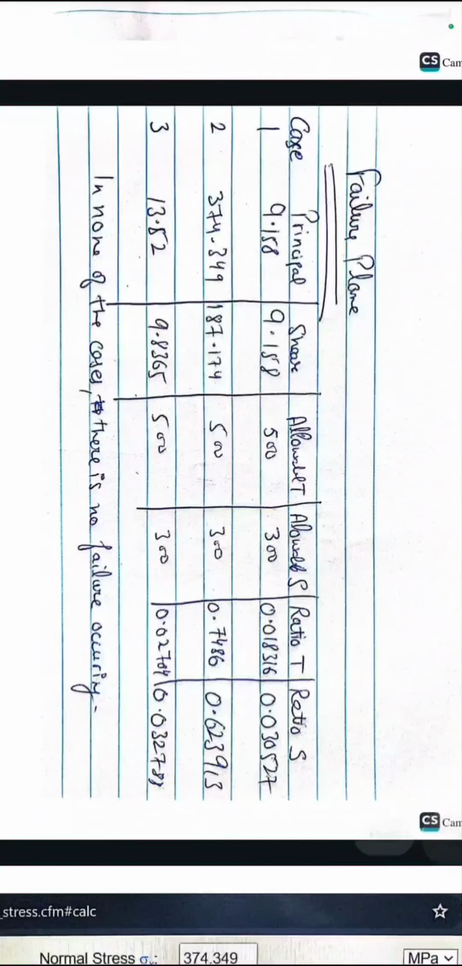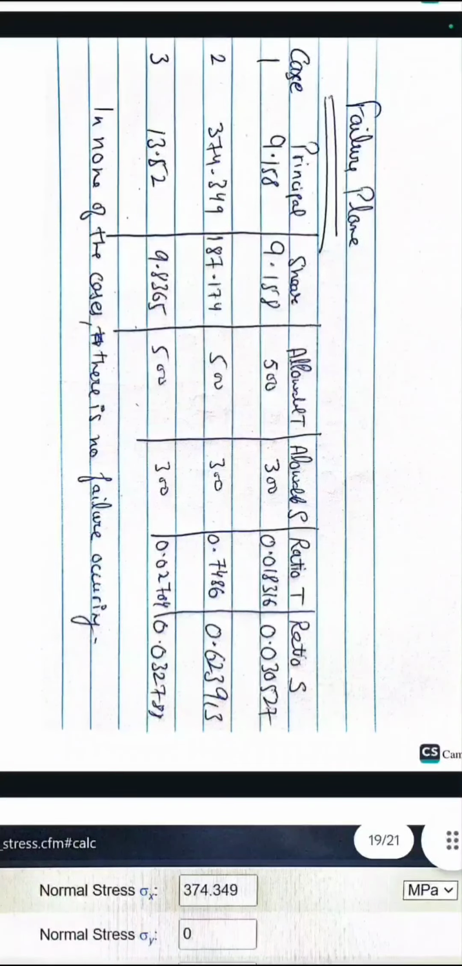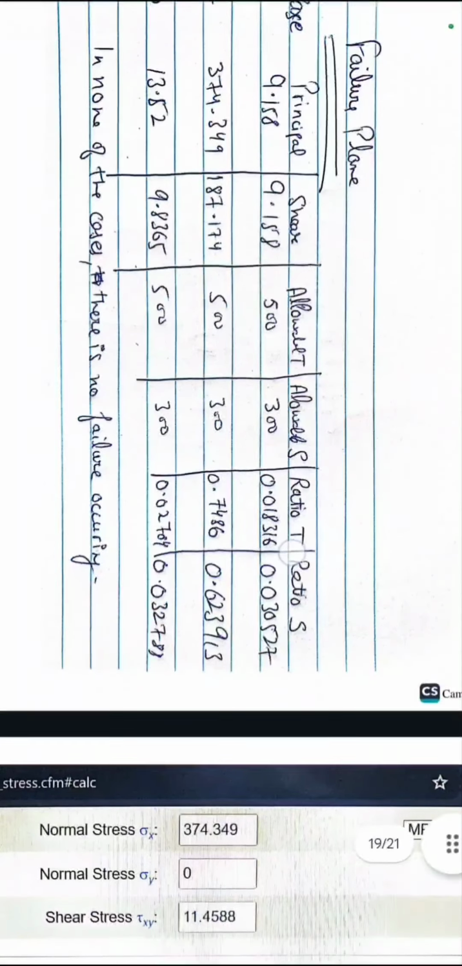And here we calculate our failure planes. However, in none of the cases was there a failure that occurred. The allowable tensile stress was 500 and the allowable shear yield stress was 300, and in none of the cases did the values exceed 500 or 300. The ratios I've calculated as well, and obviously I've written that there is no failure occurring.